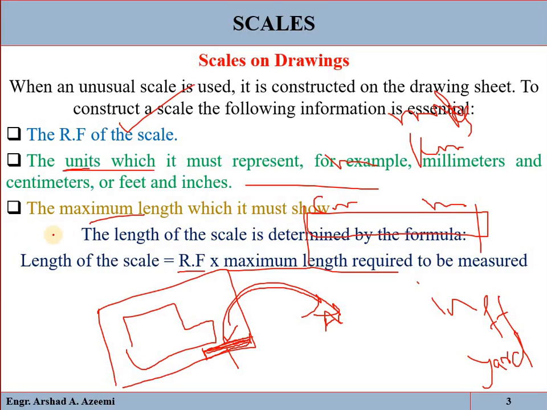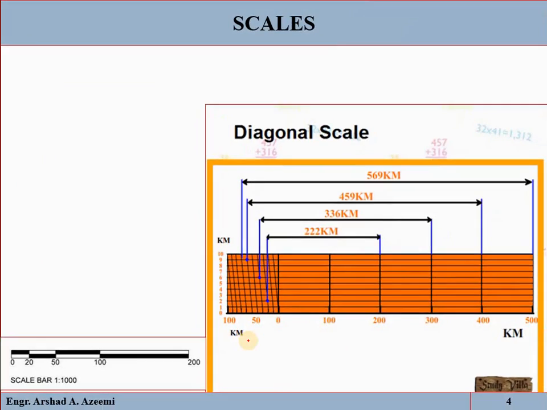Okay, so the maximum length will be given, the representative fraction will be given. The representative fraction multiplied by the maximum length which you want to measure, which you want to transfer, will be equal to the length of the scale. Then you will have to draw this much distance. Okay, we will discuss it further in an example.